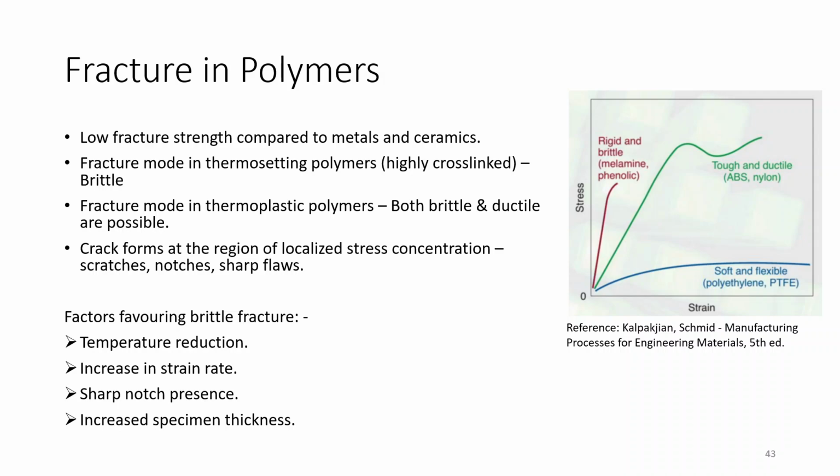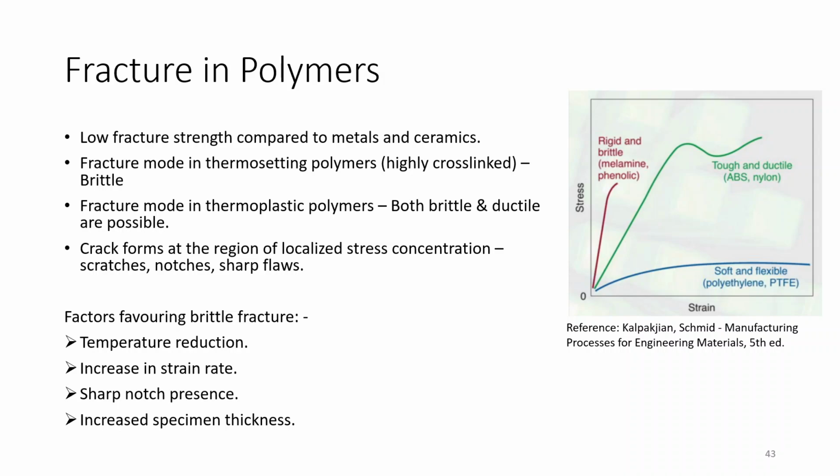Next is sharp notch presence. If during manufacturing or during some other application you form a sharp notch in your material, then at this particular notch you will have high stress concentration. If you start applying load, your material will fail catastrophically at this site. You can also have increased specimen thickness. For increased specimen thickness as well, your material may fracture in a brittle manner.